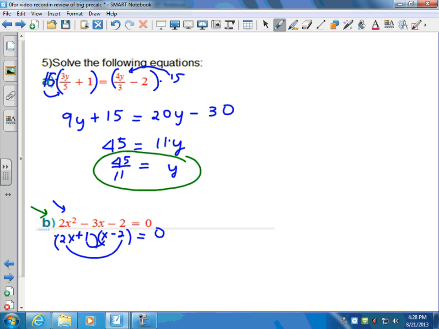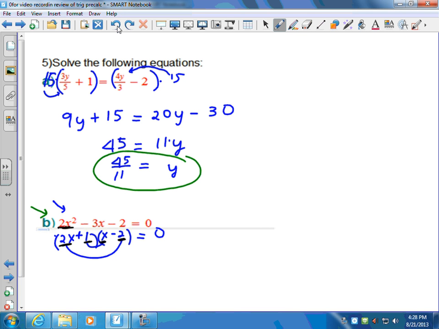So I looked for two things that multiply to 2x squared. I wrote them as 2x and x. Then I looked for two factors of negative 2, and this may take you a little bit of trial and error to put them correctly. Like you may switch them, make this a negative, make that a positive if it's not working on the first try. But again, hopefully you've had enough practice of this that it doesn't take you that long to factor.